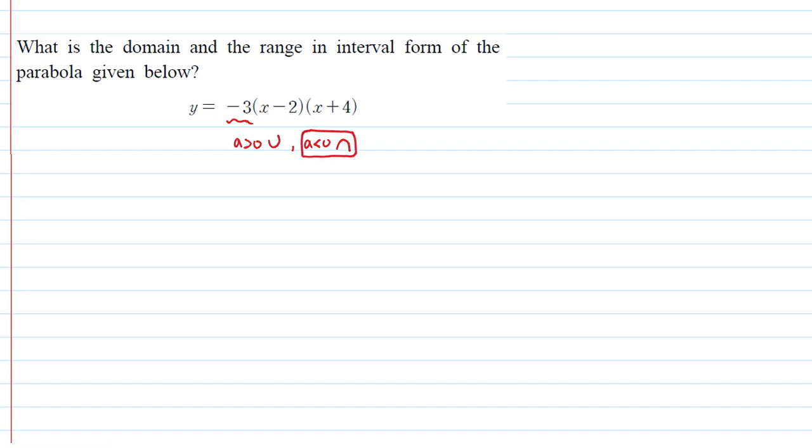All right, let's try to find the x-intercepts. So y equals 0: -3(x - 2)(x + 4). Either the first factor is equal to 0, so that's when x is equal to 2, or the second factor is equal to 0, that's when x is equal to -4. So these two x values will make the y value equal to 0. So let's graph it.